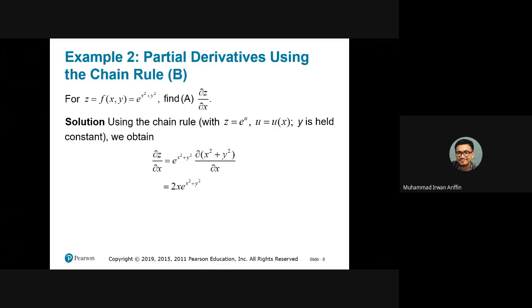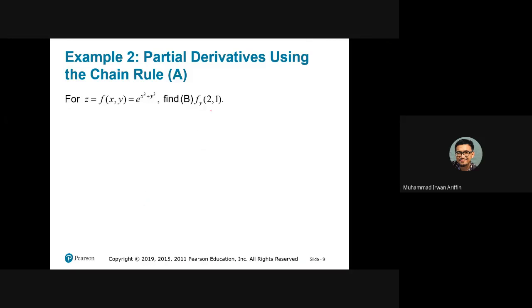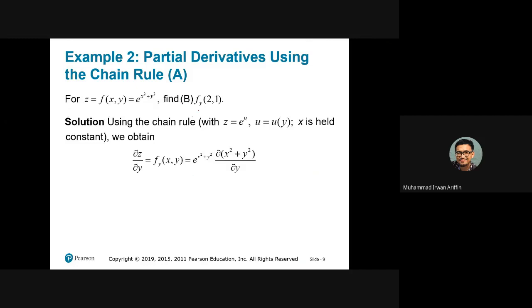Okay, so treat y to be constant. So focus on this part. When we differentiate this, it becomes 2x plus 0, because there is no x here. That's why we bring this 2x to the front here, right? Okay, as simple as that. And this one, to replace it, you just substitute 2 and 1.